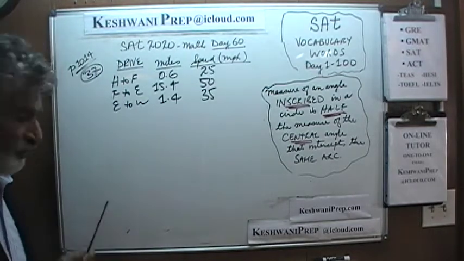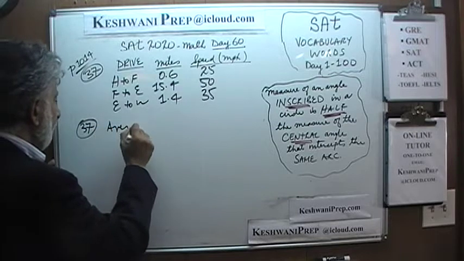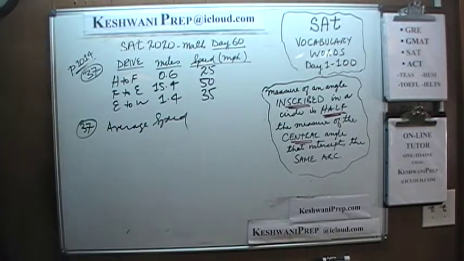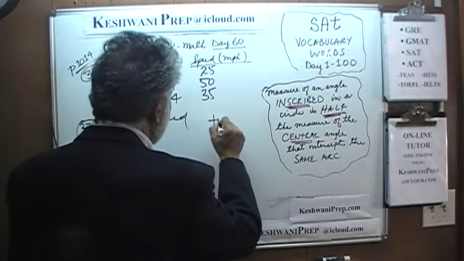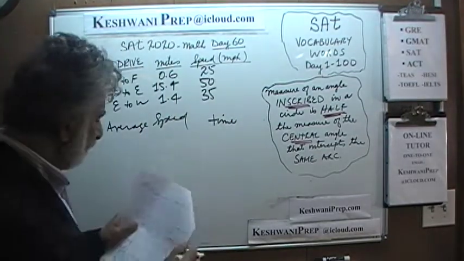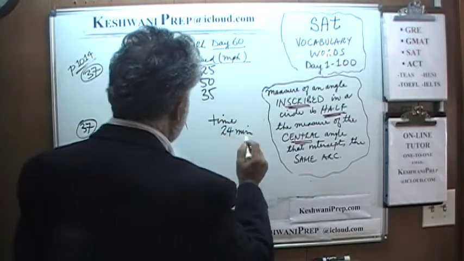Number 37 is a very straightforward question. The question simply is, what is my average speed? And they tell us how long the whole journey takes. The total time that it takes us is 24 minutes. So let's see what we can do.